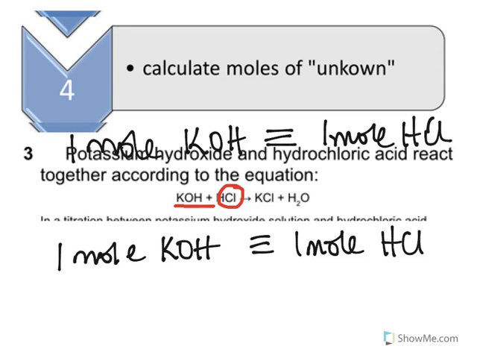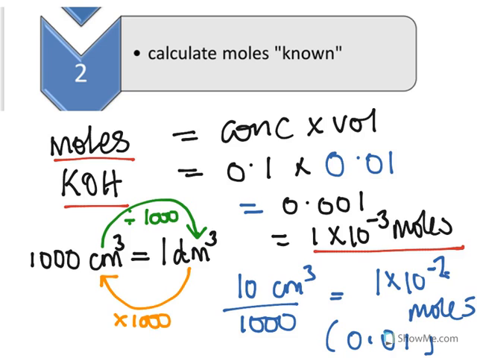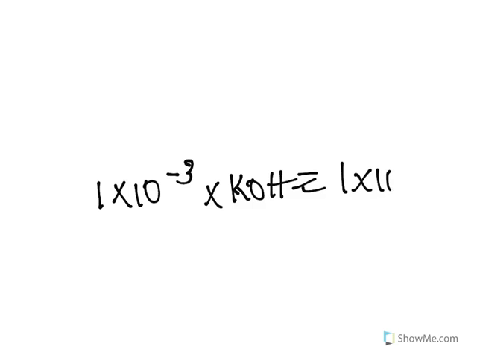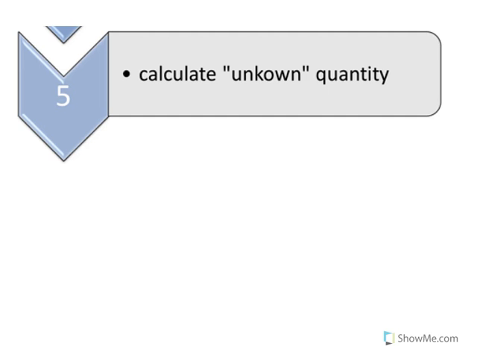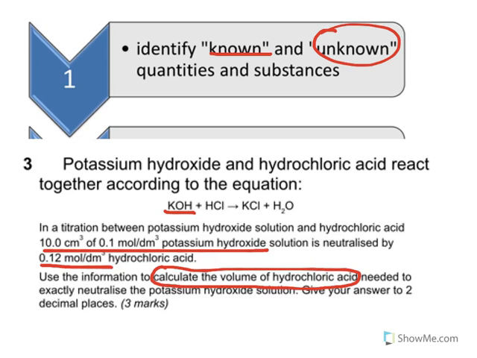So if we go back, our next step is to calculate the moles of the unknown. We see that we have 1 times 10 to the minus 3 moles of the known, and 1 mole of the known reacts with 1 mole of hydrochloric acid. Therefore, 1 times 10 to the minus 3 moles of KOH will react with 1 times 10 to the minus 3 moles of HCl. And our last step now is to calculate the unknown quantity. If we go back to the original question, we're trying to calculate the volume of hydrochloric acid.